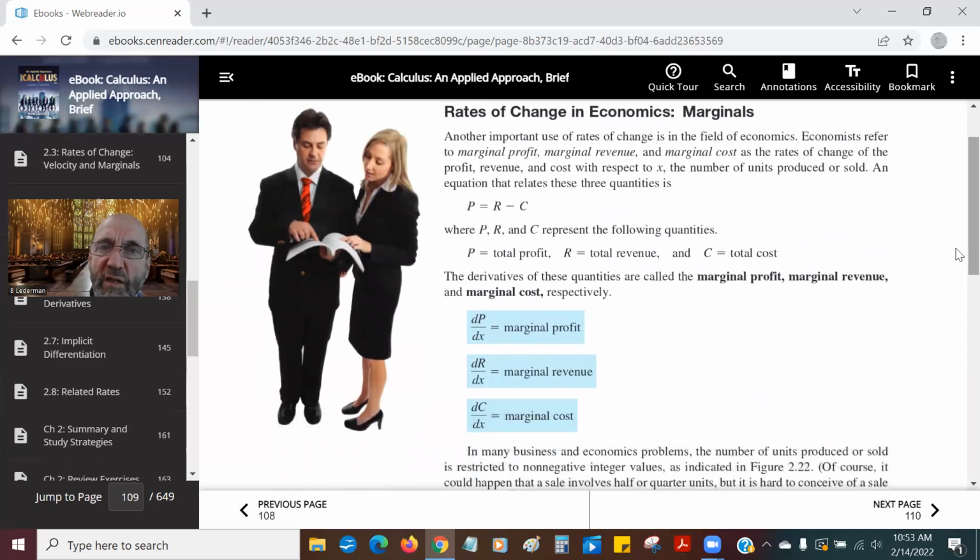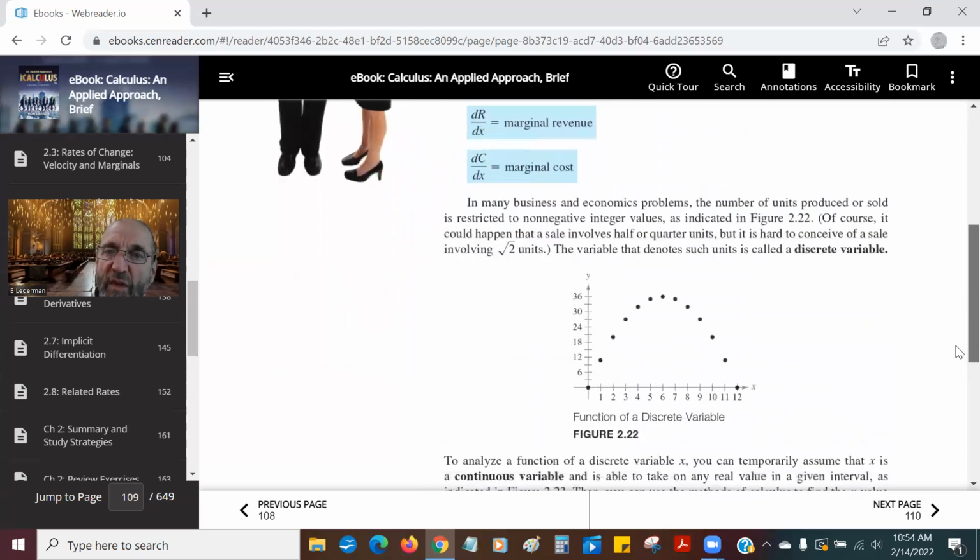Let's see how this works out in business. So we all know that profit is revenue minus cost, how much money I take in minus how much money I spend to get that money. So P is profit, R is revenue, C is cost. Now there's something called marginal profit, marginal revenue. That's just a derivative. So dP/dx is marginal profit, dR/dx is the marginal revenue, and dC/dx is the marginal cost. So whenever you see marginal in a business problem, it just means derivative. At least that's what I'm getting from this.